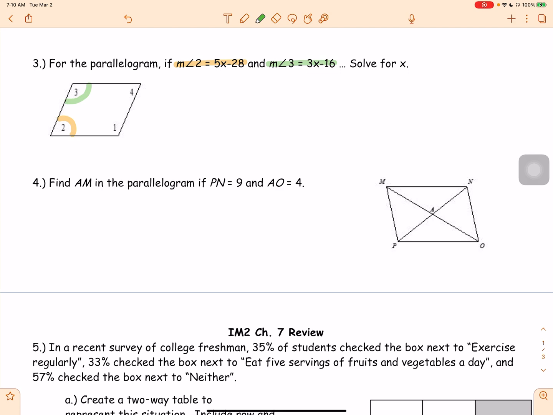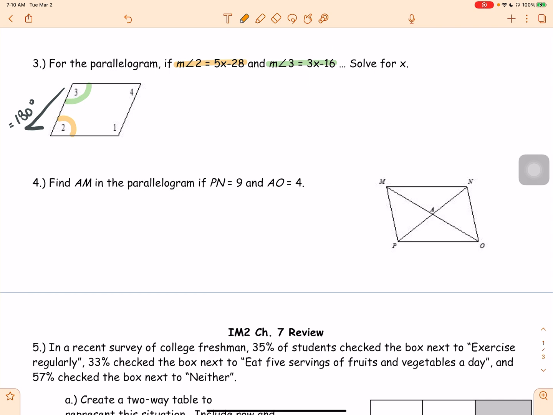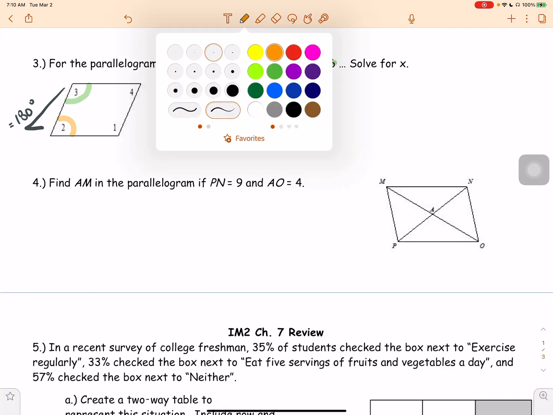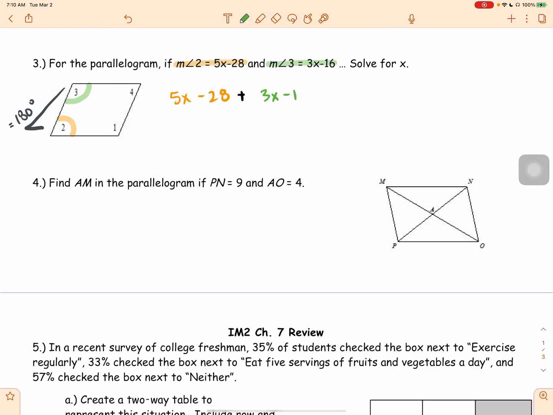Well, we want to look at what do we know about angle 2 and angle 3. So look back at your notes from whenever I first introduced the properties of quadrilaterals. You should know that these two are supplementary. They add up to equal 180 degrees. So I know that angle 2, 5x minus 28, plus my angle 3, which is 3x minus 16, equals 180 degrees.